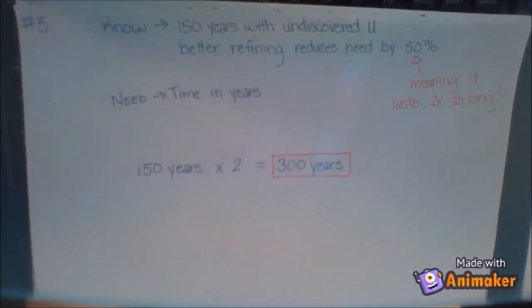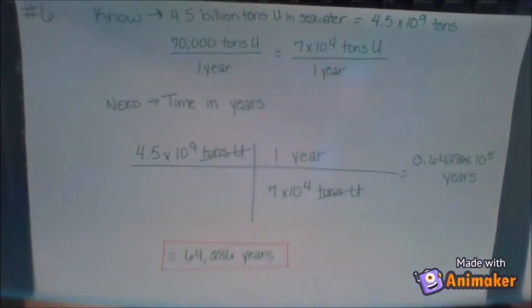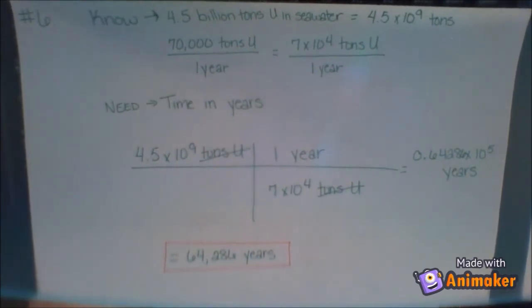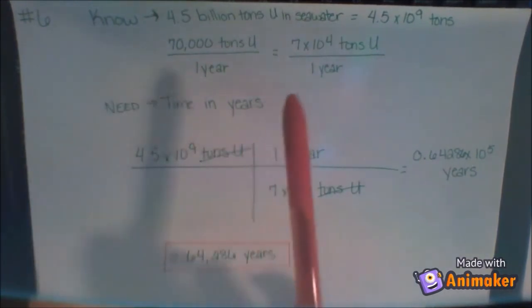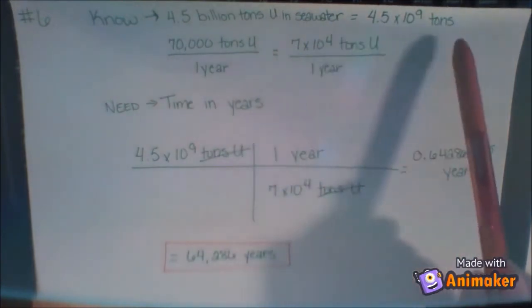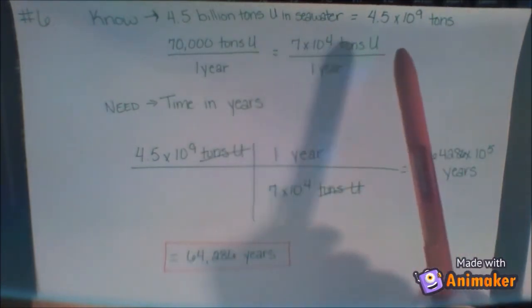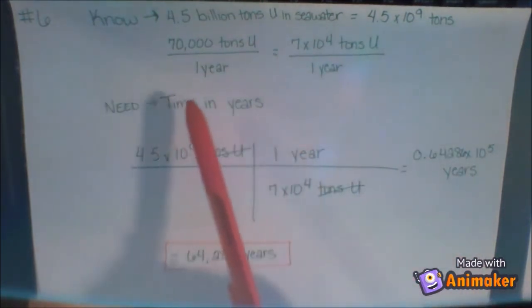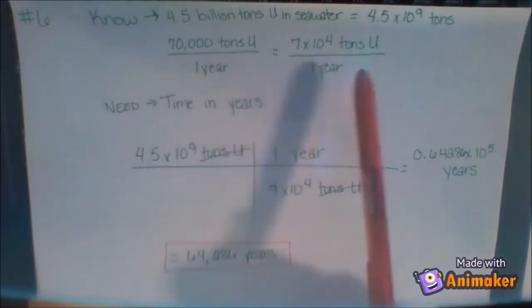Let's move on to question number 6. Question number 6 is asking us about usage of uranium extracted from seawater. It tells us that 4.5 billion tons of uranium are currently in seawater. When we put that in scientific notation, that gives us 4.5 times 10 to the 9 tons. From our previous problems, we know that the current usage is 70,000 tons per year, which put in scientific notation is 7 times 10 to the 4.